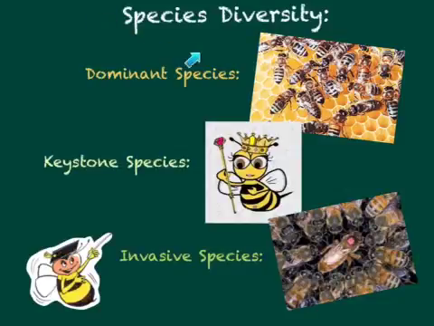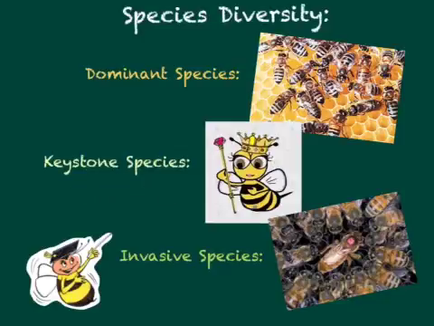The next section is species diversity. Certain species in a community can heavily influence the dynamics of that community, including dominant species, keystone species, and invasive species. The dominant species is the most abundant species that contributes to the greatest biomass to a community.